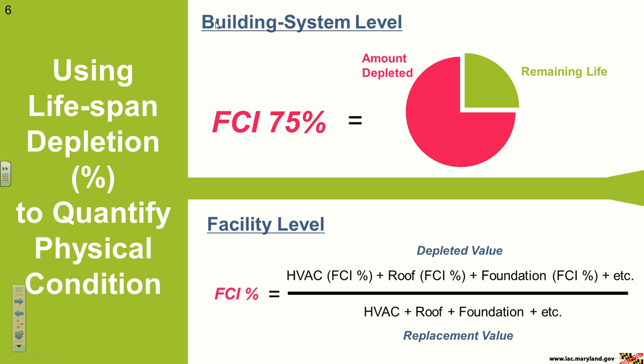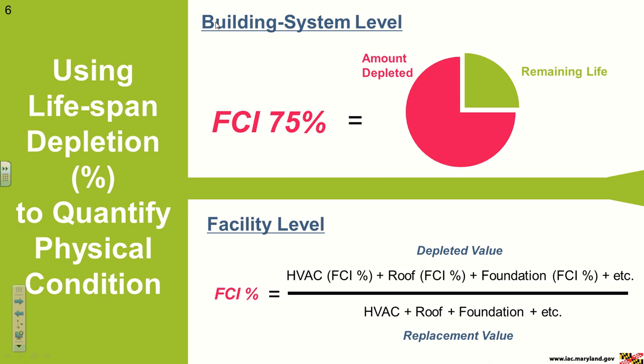In other words, by measuring the depletion of a system by looking at its remaining life, we use an FCI which reflects the depleted amount, and we can quantify that in dollars and put it over the full replacement value to create the FCI percentage. In this case, 75% for a roof that has 5 years left out of a 20-year lifespan.